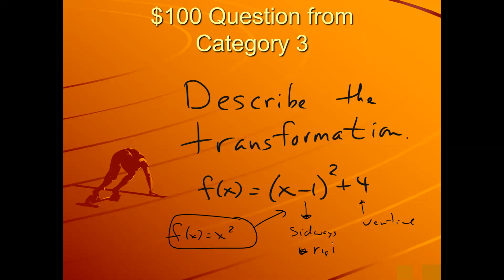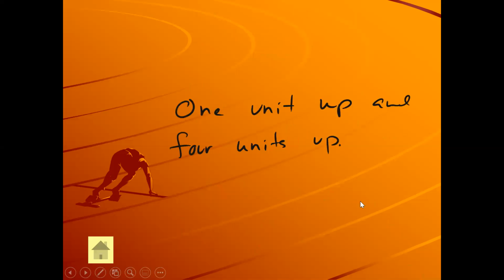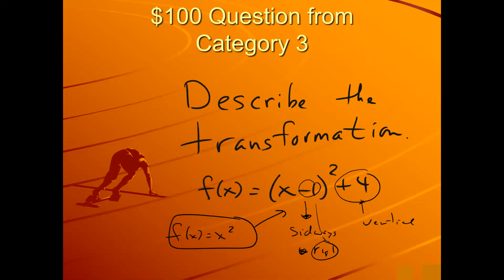To the right, because it's a -1, it always goes the opposite of what the sign is saying. For the vertical one, this one always goes with the sign. So inside it goes against the sign. Outside the function goes with the sign. So this guy is going to go 1 to the right. 1 right and 4 up. That's kind of what we're looking at.